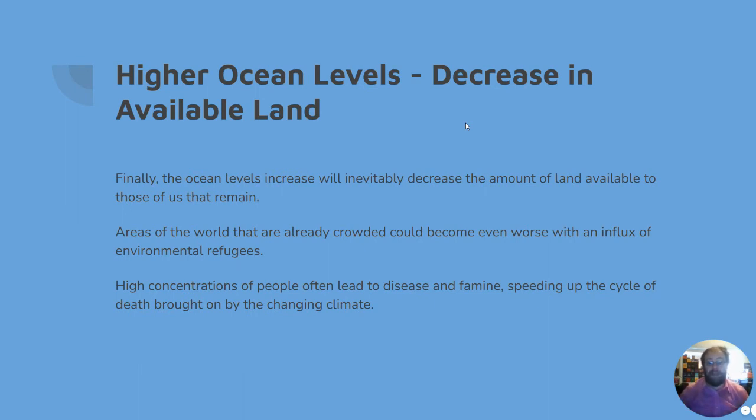Not only that, we're going to have higher ocean levels, which is going to decrease the amount of available land we have to stay safe. Areas of the world that are already crowded become even worse with influxes of environmental refugees, and these high concentrations of people will lead to disease and famine and speed up the cycle of death brought on by this changing climate. So areas like the United States, where we have more open land, where we can take these people that are going to be displaced by all this environmental damage, are going to be okay, but countries like India and China, who have so many people and not as much resources, aren't going to be able to do this. And it'll speed up this kind of spiral of death due to climate change.